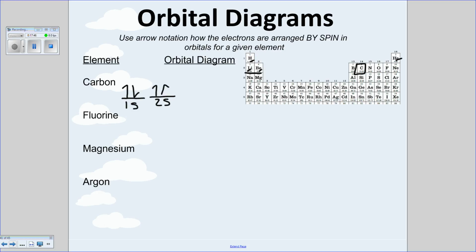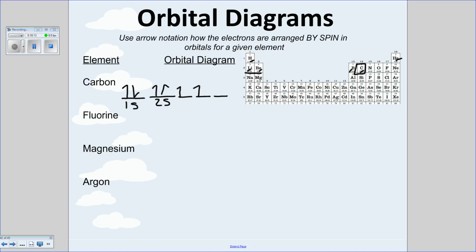Then I go over to 2p, 1, 2, 3. Remember, I have to have 3 orbitals in order to accommodate all 6 electrons that I could have in the p block. And I've got 1, 2 that I'm going to place there. Those 2 cannot be placed in the same orbital because remember Hund's rule, you have to pass out the candy to one kid at a time until everyone has one. So we're going to start here. We're going to have 1 and then 2.